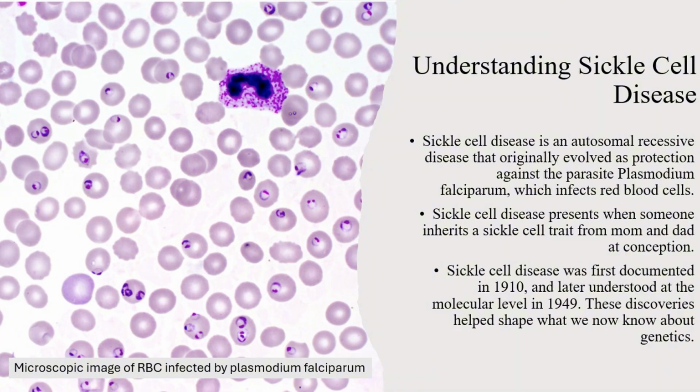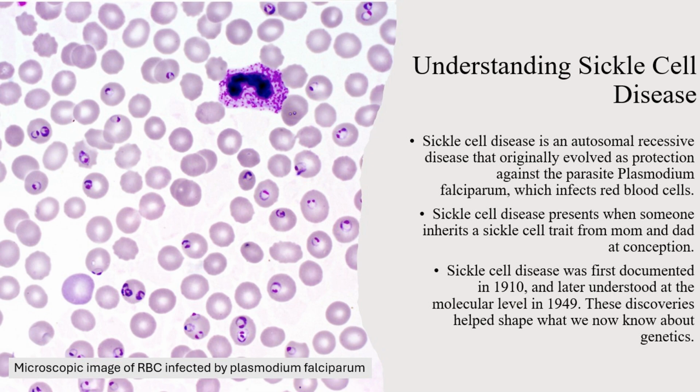I would like to start with a simple explanation of why this disease even exists to begin with. Sickle cell disease happens when someone inherits two sickle cell genes, one from each parent. But this mutation doesn't just appear randomly. It actually developed about 5,000 years ago as a natural protection against the disease malaria.